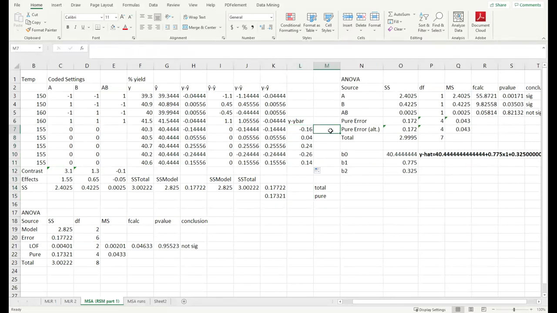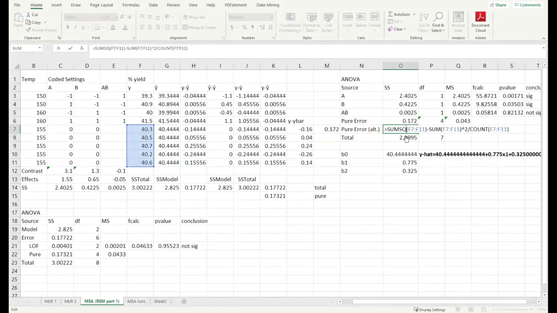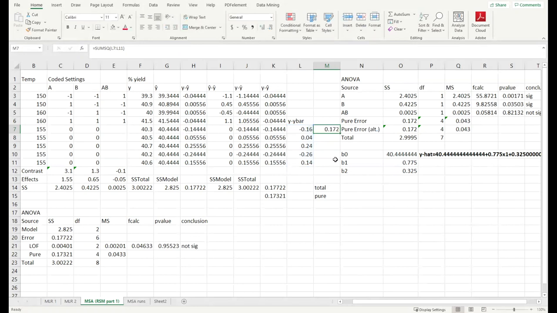If I take the sum of squares here, I will actually end up with the same value here, no? So this is using the expanded form. This is using the summation of the quantity y minus y bar squared. Okay? So it should give you the same value, no?